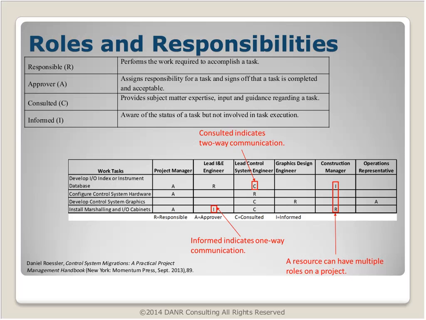So I see that we've got a question here. What about a single technical lead or a design coordinator to ensure that controls is in sync with I&E? And you know, the answer to that question is that, yeah, absolutely.